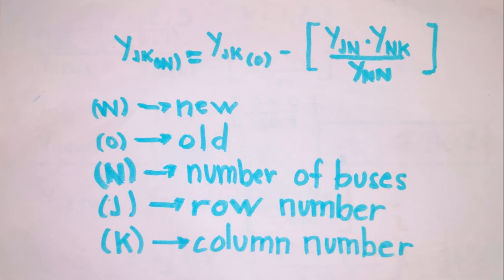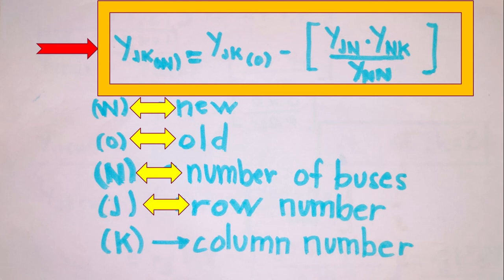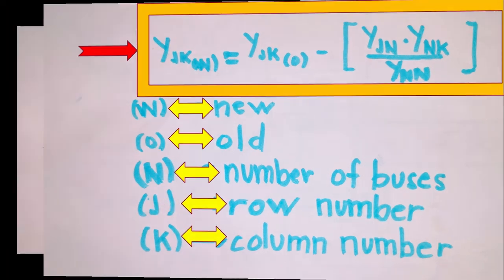First, let me introduce to you the formula of Kron reduction. The formula is y_jk equals y_jk old minus quantity y_jn times y_nk over y_nn. In this equation, we have n which stands for new, o stands for old, n stands for the number of buses, j stands for the row number, while k is the column number. Let's proceed to the next page.